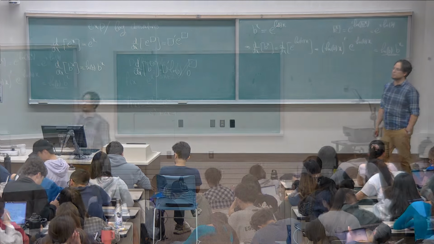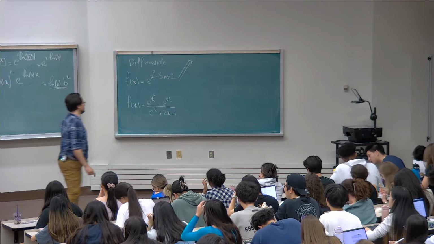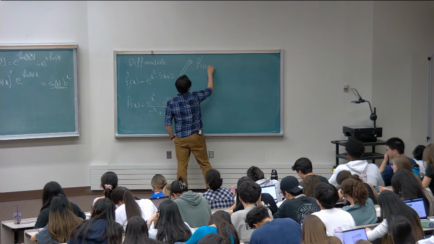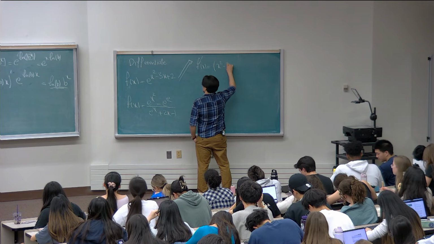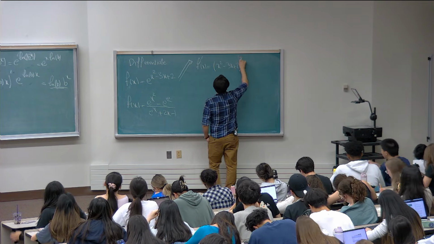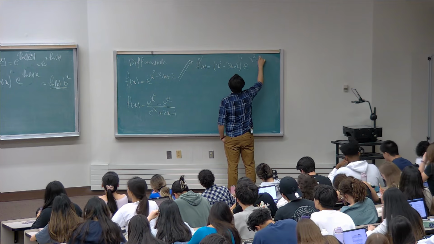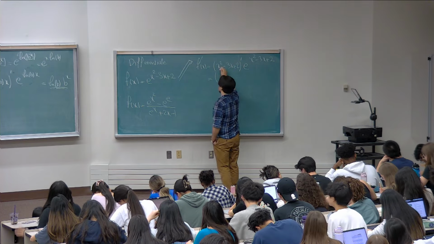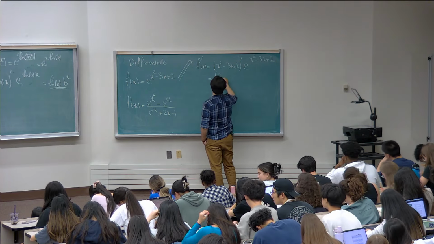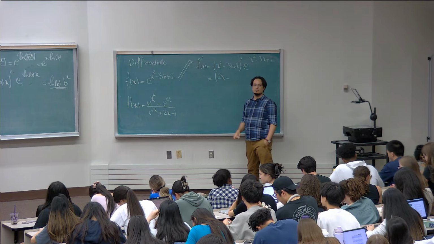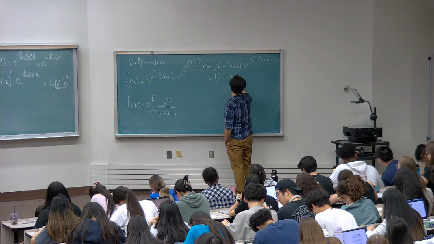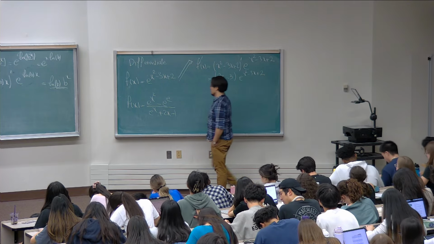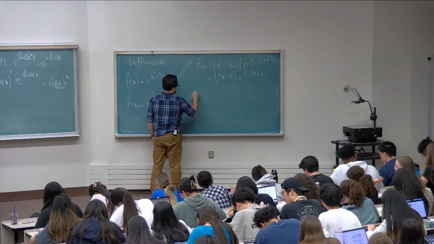First one, e to the power a function. The derivative of e to the power box is box prime times e to the power box. Box prime, well, this is just a polynomial. Derivative of x squared is 2x, minus 3x gives me just 3, so 2x minus 3 times e to the power x squared minus 3x plus 2.